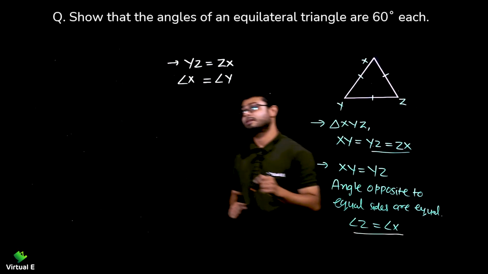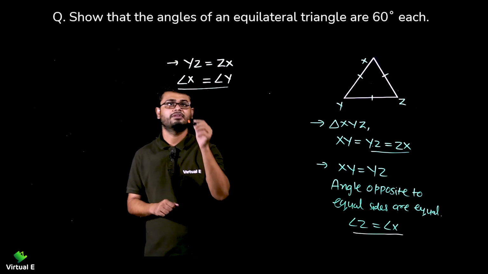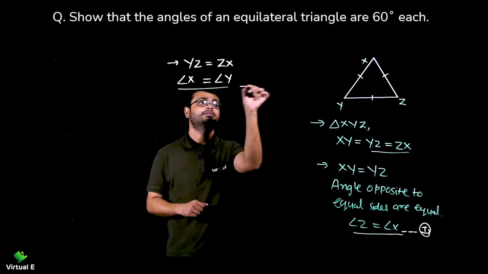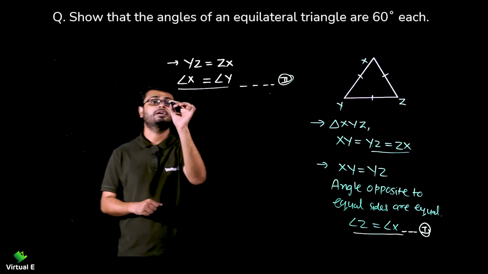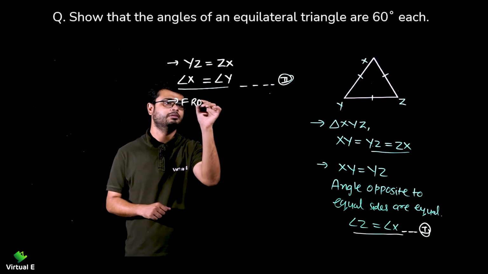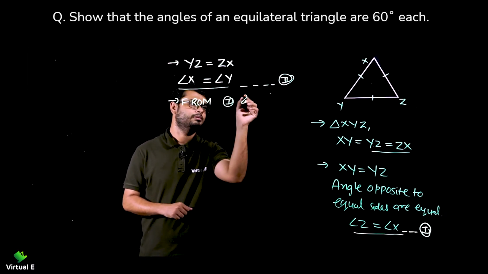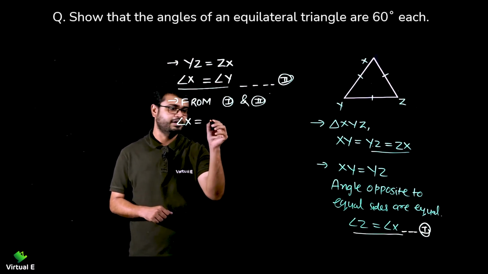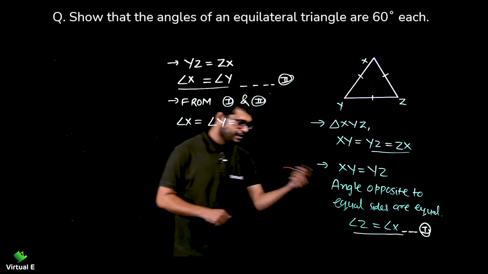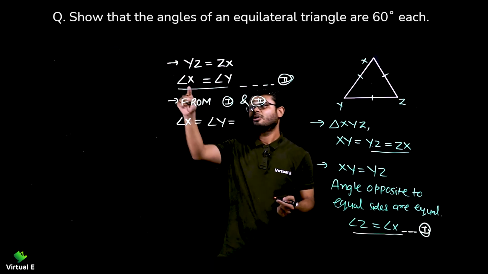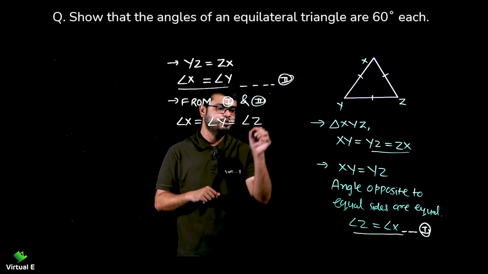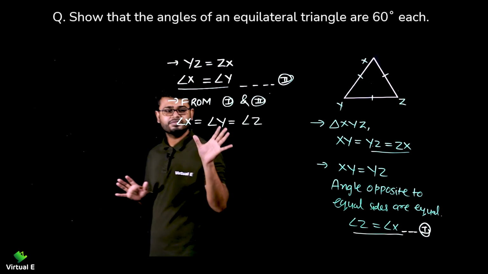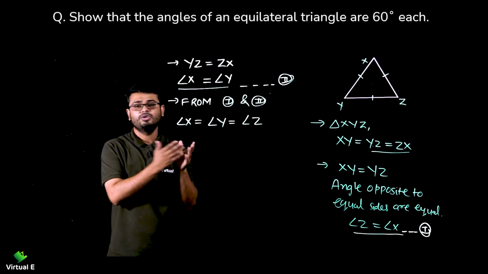Now see, we have two very important results. Angle Z is equal to angle X and angle X is equal to angle Y. So let's say this is result 1 and this is result 2. So from 1 and 2, angle X first of all is equal to angle Y. Now, angle X is also equal to angle Z, right? So all these three angles are equal. That we proved. This is the most important part of this sum. If you can prove these three angles are equal properly, then you are done with the sum, right?